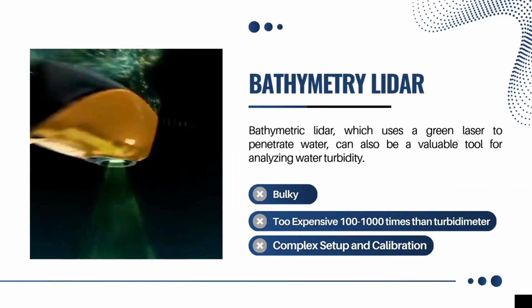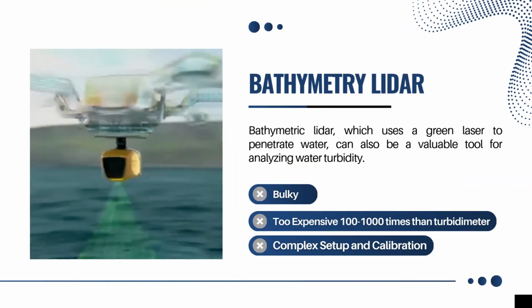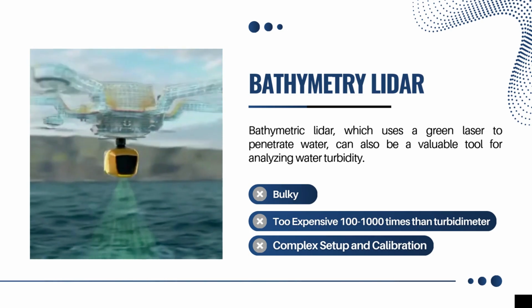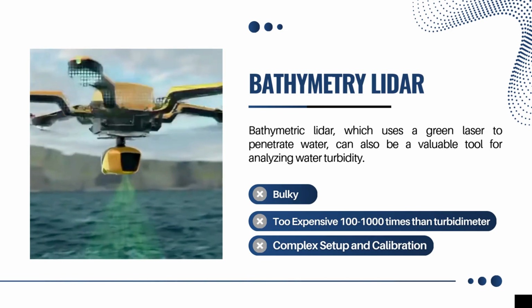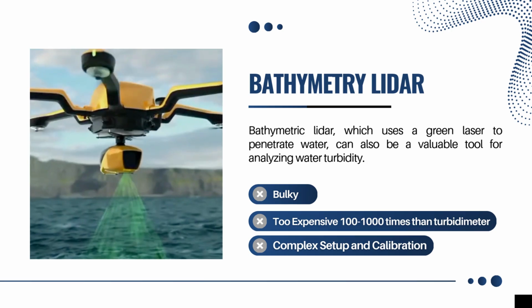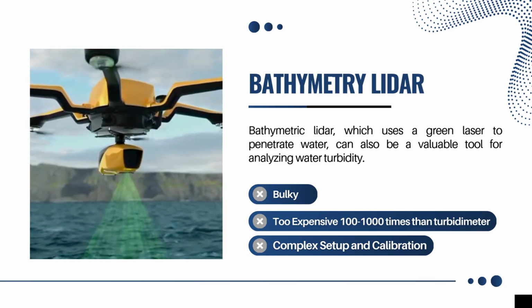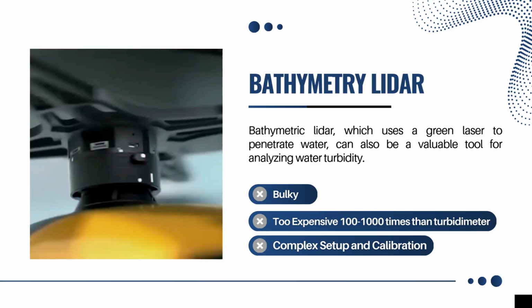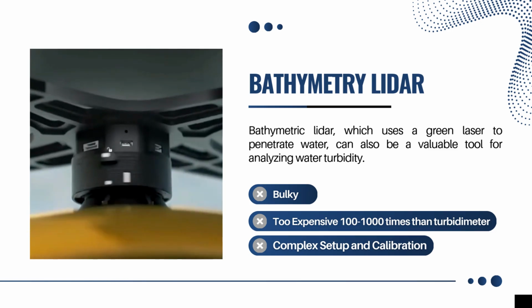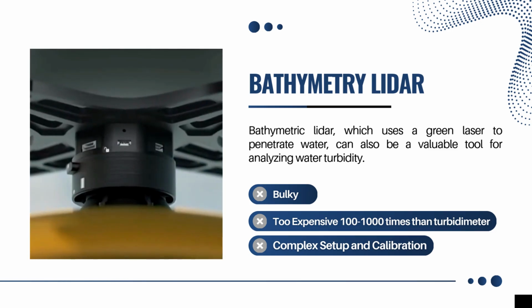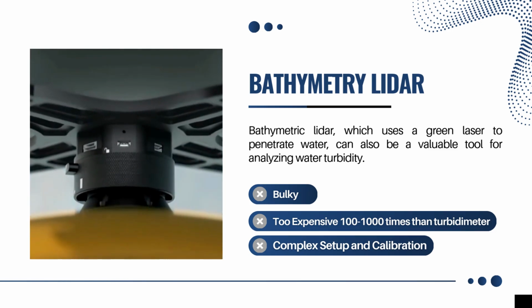The second method is using bathymetric LiDAR. Bathymetric LiDAR is a remote sensing technology that uses green laser light to penetrate water and map underwater surfaces. It's highly accurate and widely used in large-scale environmental or oceanographic surveys. But despite its precision, bathymetric LiDAR comes with three major drawbacks.